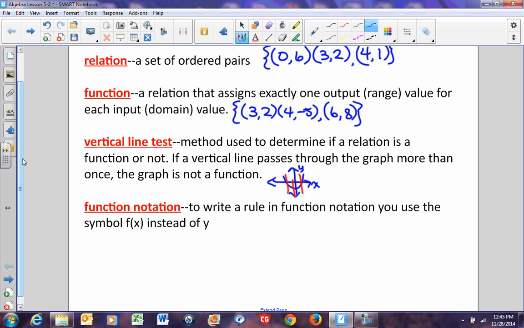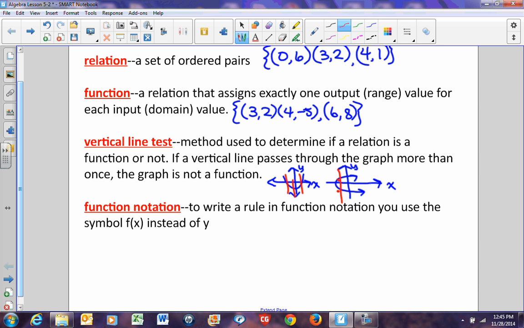Whereas if I had a graph that looked like this, again an x and y axis graph, let's say I have it going this way. If I was to draw any vertical line, look, that vertical line crosses it in two places. Therefore, it would not pass the vertical line test.